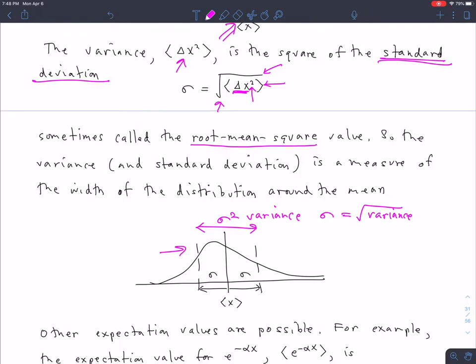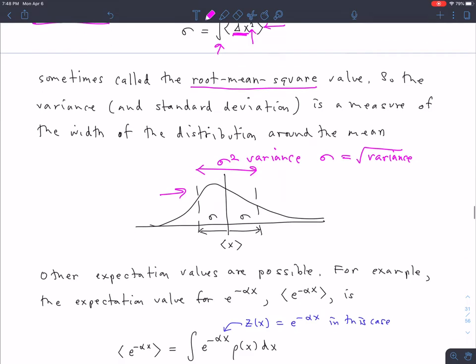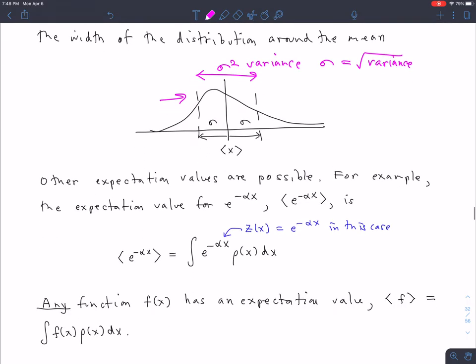All right, as I said before, the variance is a measure of how wide the distribution is. Small variance means you've got a narrow distribution. Big variance means you've got a wide distribution. It is possible to take expectation values or weighted means like this for any quantity whatsoever. The mean and the variance are not the only possibilities.